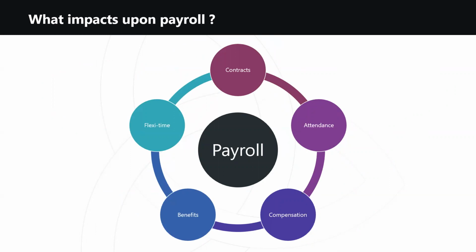So if we look at the key impacts that relate to a payroll process, you've got the employment contracts, you've got the attendance of staff, are they turning up day-to-day? Are they on holiday? What holiday they've got? How much holiday they've used? Are they using too much holiday? The compensation process, and the benefits, what benefits have been allocated to somebody?